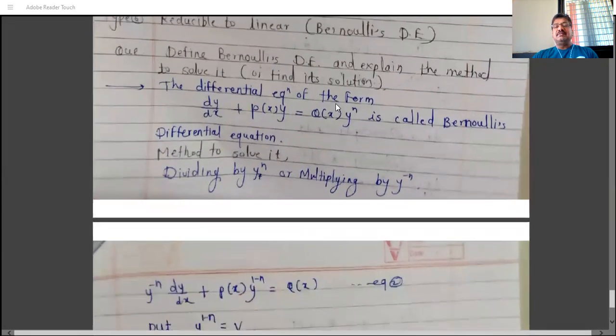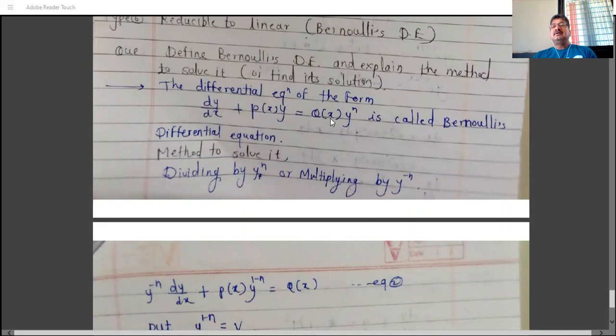So the differential equation of the form dy by dx plus p(x)y is equal to q(x) y raised to n is called Bernoulli's differential equation. So what is the difference between linear differential equation and Bernoulli's differential equation? The linear differential equation is of the form dy by dx plus p(x)y is equal to q(x). So this is the linear differential equation. What is the Bernoulli differential equation? dy by dx plus p(x)y is equal to q(x).